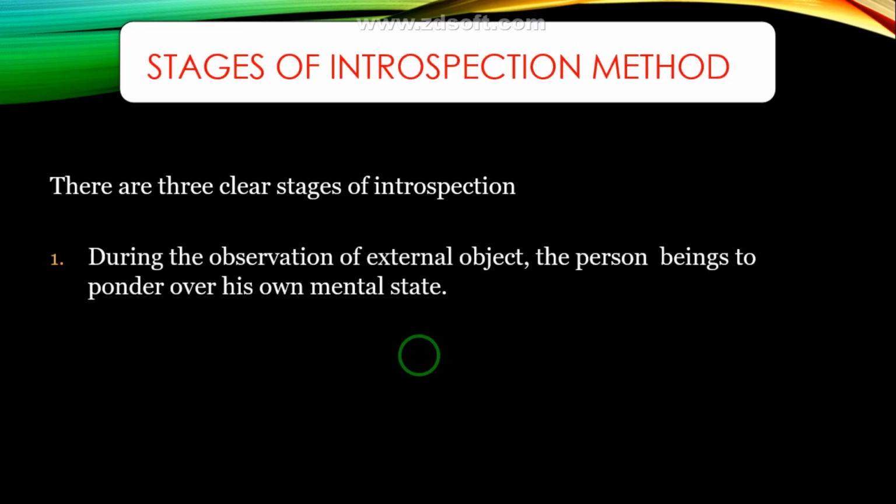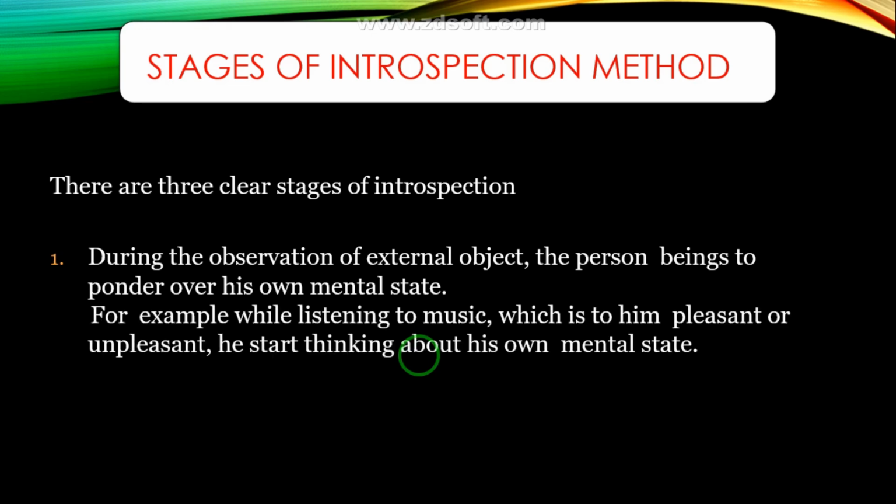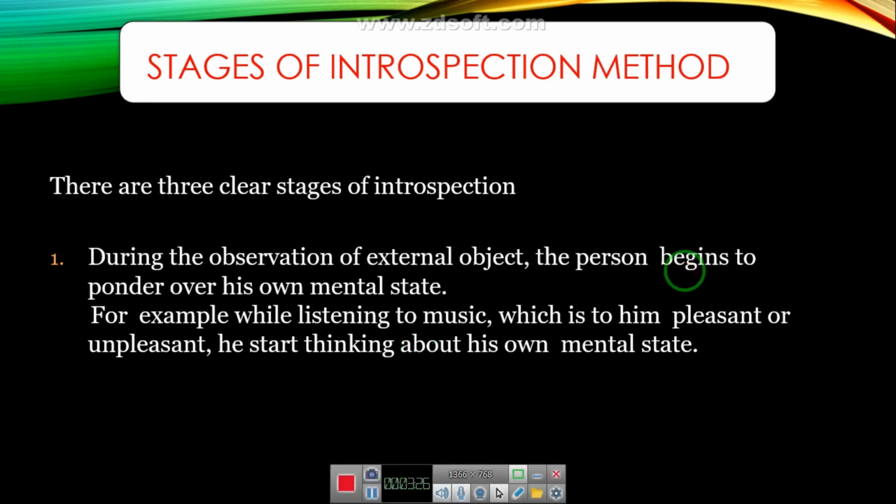So there are three clear stages of introspection. First is during the observation of an external object, the person begins to ponder over his own mental state. For example, while listening to music, which is to him pleasant or unpleasant, he starts thinking about his own mental state.